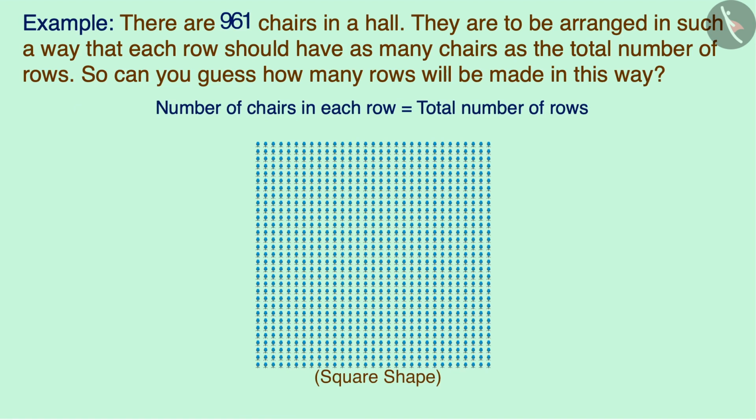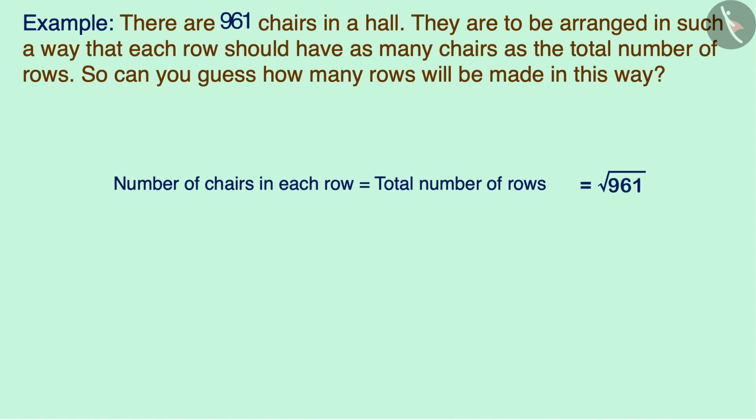But this would be possible only if the total number of chairs we have been given here is a perfect square number. If it is a perfect square, then its square root gives us the number of rows and chairs in each row. Let us find the square root of 961 using the division method.